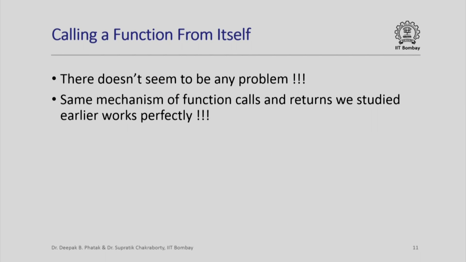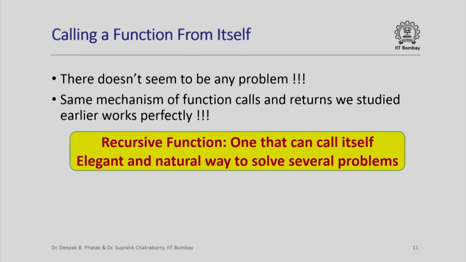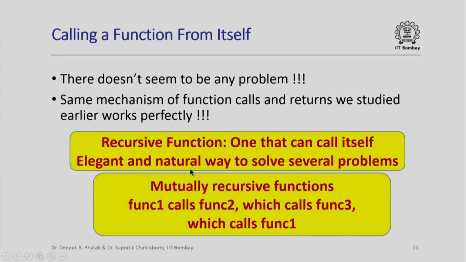So what we find is that even if a function was allowed to call itself, there does not seem to be any problem. The same mechanism of function calls and returns that we have studied earlier seems to work perfectly well. And this is good because this means that we can now allow functions to call themselves, and such functions that call themselves are also called recursive functions, and we will see shortly that they often provide an elegant and natural way to solve several problems.